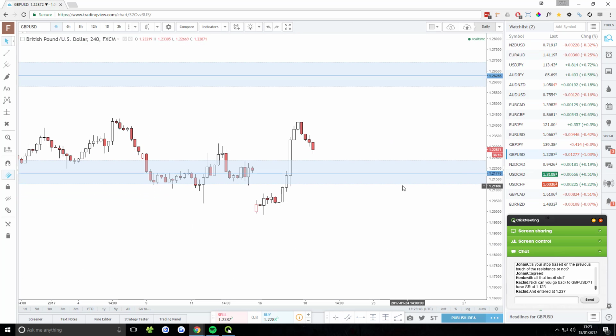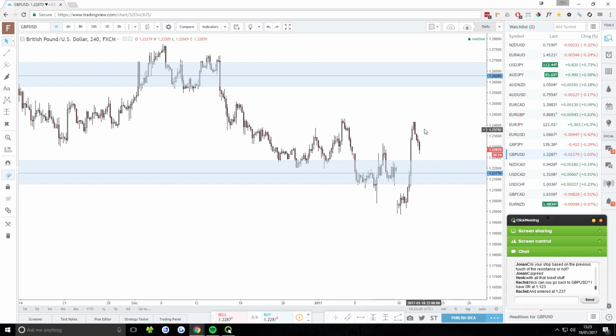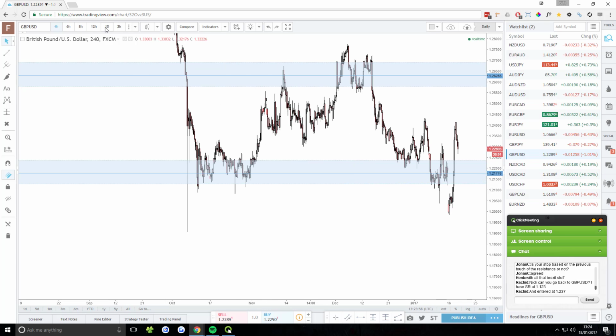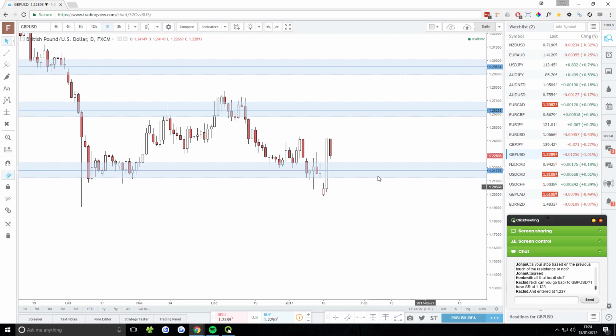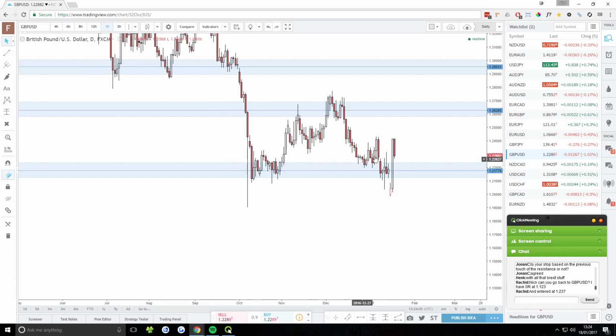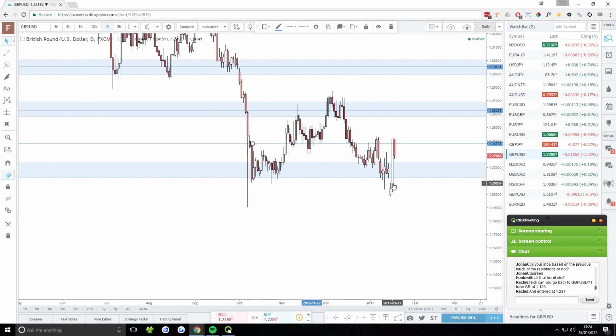Yeah, sure. You have support resistance at 1.123. Oh no, sorry, you changed that. 1.237. All right, yeah, I see why you'd have support resistance there.